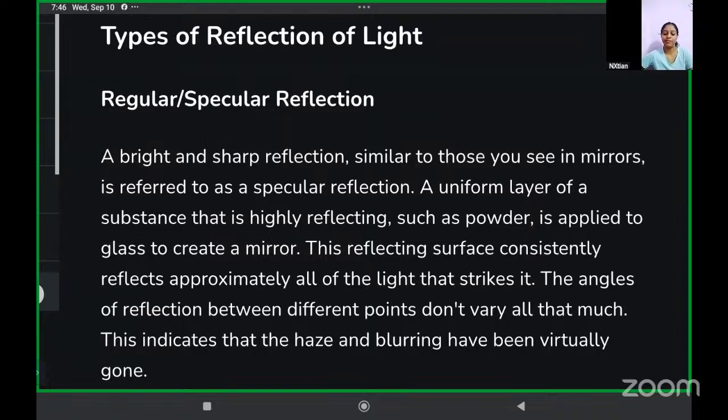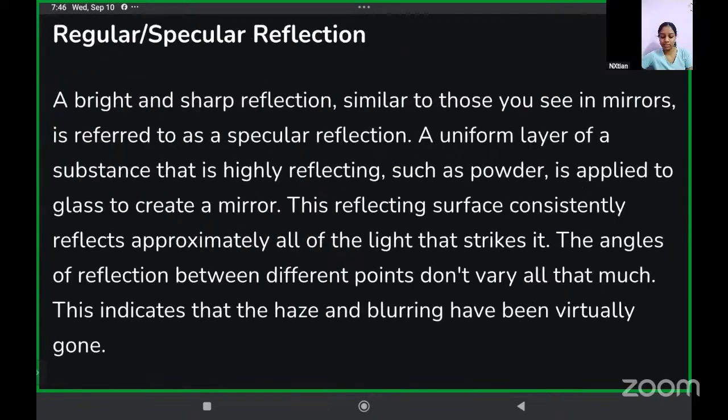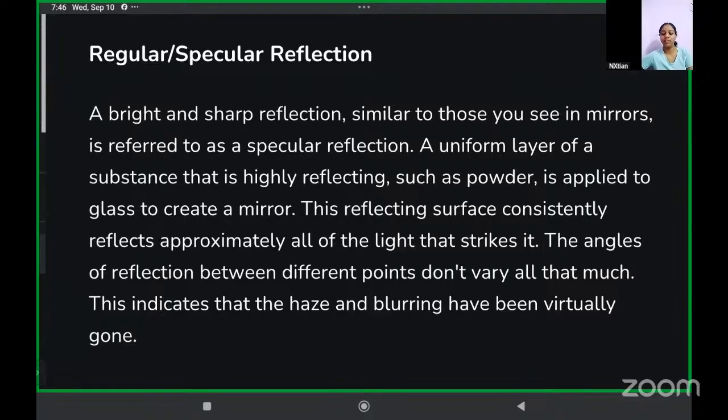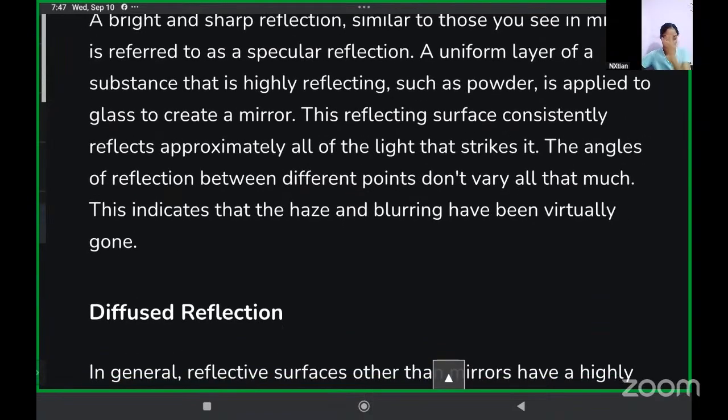Regular or specular reflection. A bright and sharp reflection, similar to those you see in mirrors, is referred to as a specular reflection. A uniform layer of a substance that is highly reflecting, such as powder, is applied to glass to create a mirror. This reflecting surface consistently reflects approximately all of the light that strikes it. The angles of reflection between different points don't vary all that much. This indicates that the haze and blurring have virtually gone.